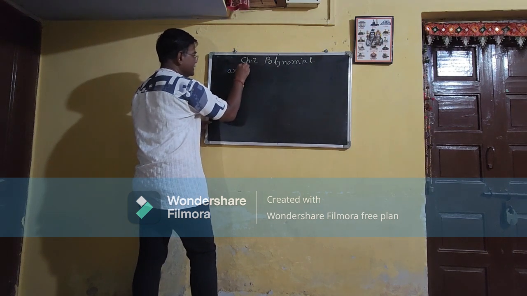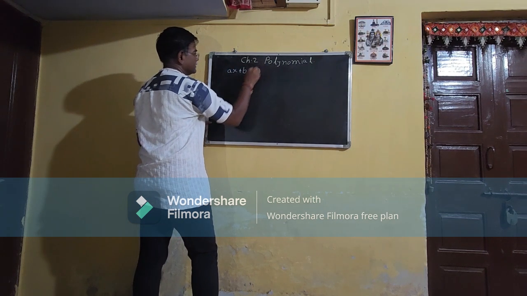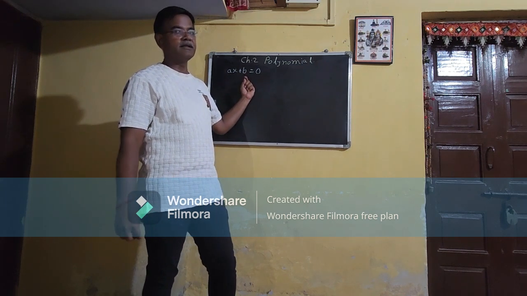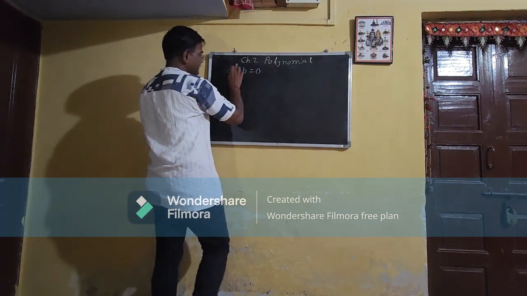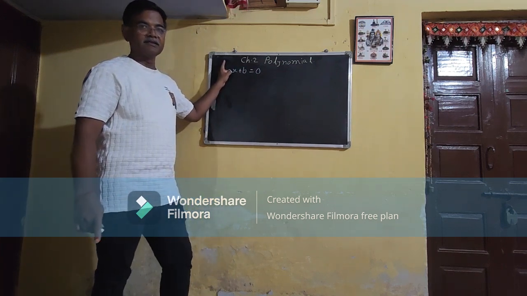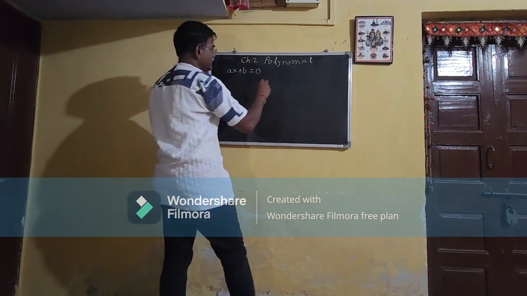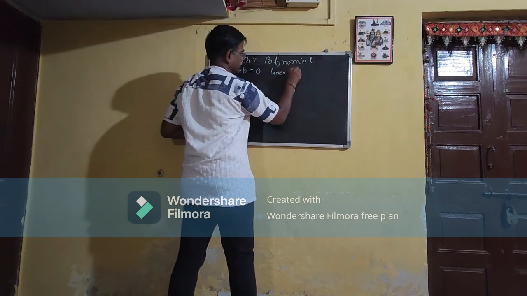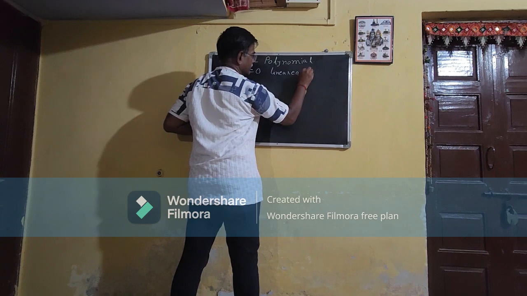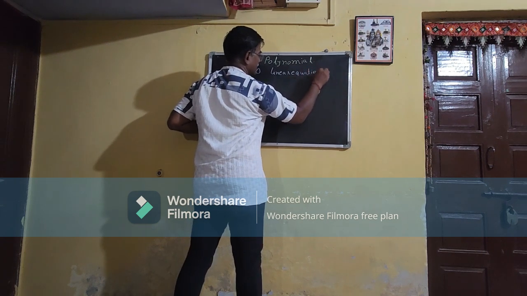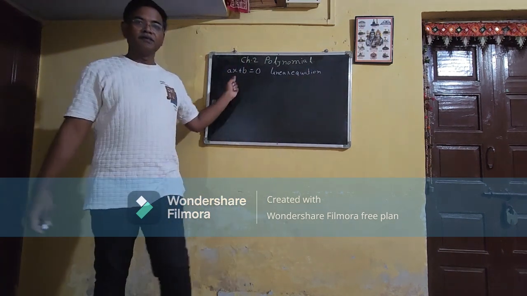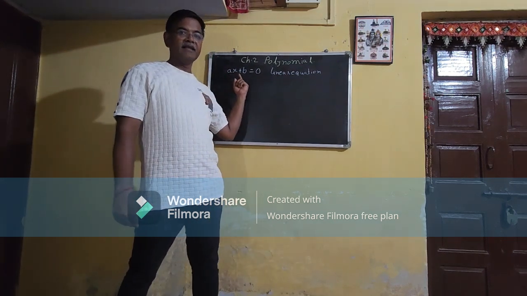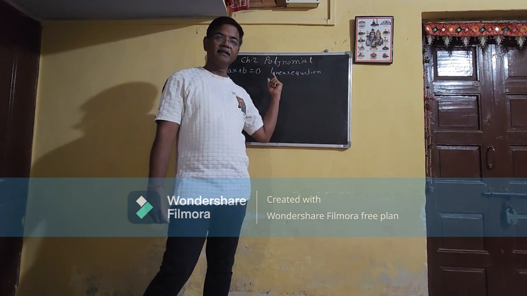ax plus b is equal to 0. It's a linear equation. Why do we say it's a linear equation? If the exponential power of x is 1, then only we say that it's a linear equation. We can use another variable also, like y, z, anything else.